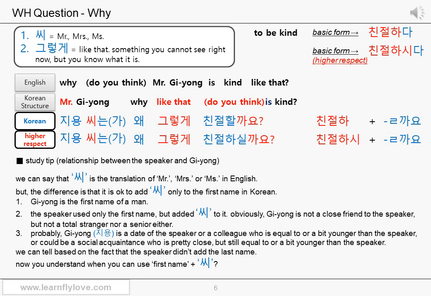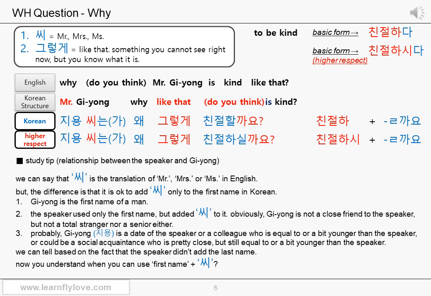Ji-young could be one of the colleagues in the company who is equal to or a bit younger than the speaker. The age is important here because Koreans tend to be polite to a person who is older, even though his or her position in the company is lower. If you ask my personal opinion, when ssi is added, I would not leave out the last name regardless of the age or position because it sounds a bit weird, awkward, I don't know. Anyway, the first name plus ssi is also used for a date. But it's just my personal opinion, it's totally your choice.